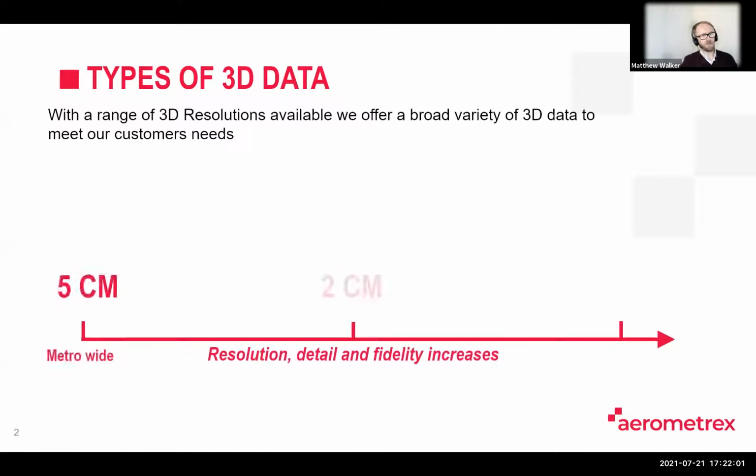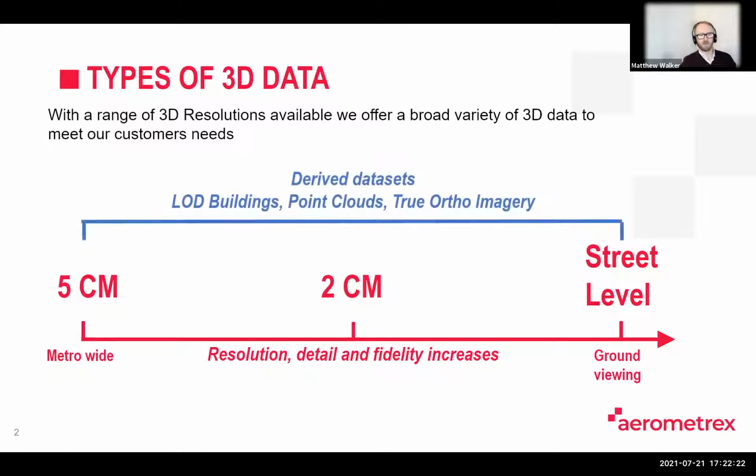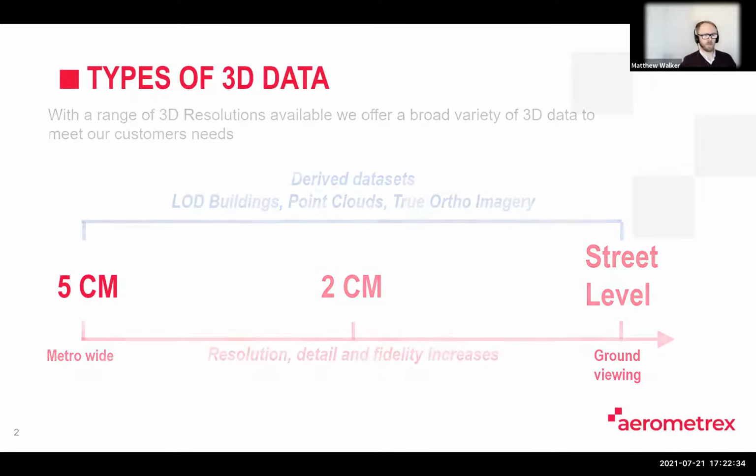So when we talk about photogrammetry, the products that we produce, there's a range of resolutions. Now, resolutions are just a way of saying the detail that's inside the model. We do a 5 centimeter resolution product for broad coverage, metro wide, a 2 centimeter product for higher detail and higher fidelity, and we do a street level enhanced product if we're wanting to do ground level viewing. Out of all these products, we can derive other data sets, LOD buildings, similar to what Mike was showing, point clouds, and true ortho imagery. I'll show examples of those as well.